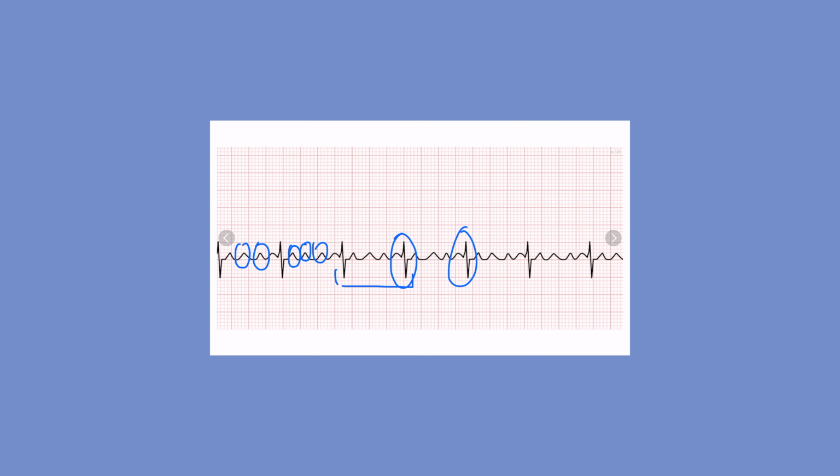But if we go back and think about flutter itself, it presents itself with a very characteristic pattern, and we call this sawtooth. So if you see a sawtooth baseline pattern, then you're thinking atrial flutter. So lots and lots of P waves like that. That's the way that you remember it. That's the characteristic description that you'll get in your exam: sawtooth. So if you see a sawtooth pattern on your rhythm strip, then think about atrial flutter.